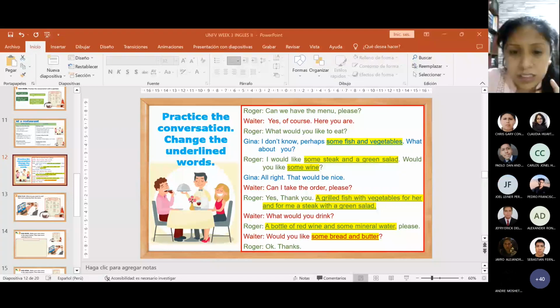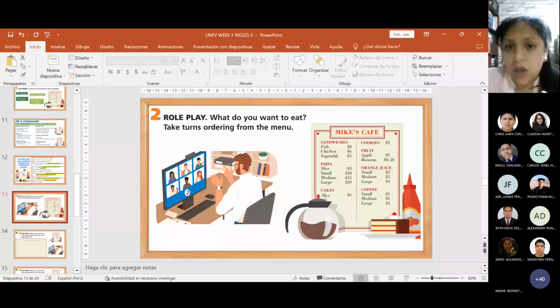is using Mike's Cafe menu. No? What do you want to eat? I can see the menu, Mike's Cafe menu, and I decide. For example, a slice of pizza, a small pizza, a medium pizza, a large pizza. You have to decide, ¿no? Looking at the menu. Yo observo este menú y puedo decidir.